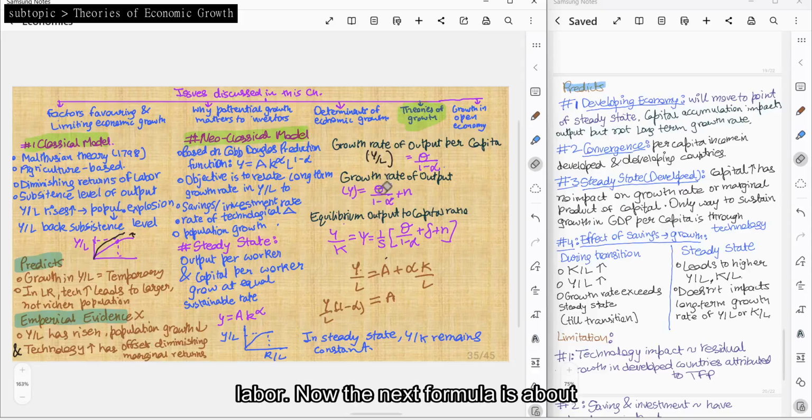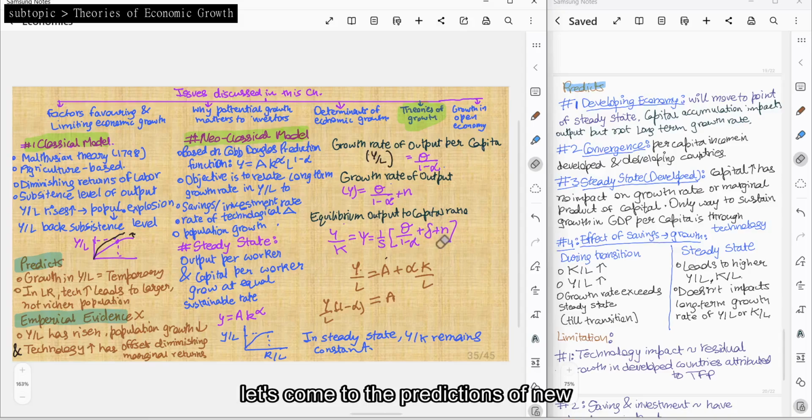Now the next formula is about the output to capital ratio. It is denoted by this Greek letter. And how do you remember this formula? First remember this formula, then add this Greek letter. This Greek letter represents the depreciation rate in the overall economy. And this whole term is multiplied by 1 divided by the savings rate.